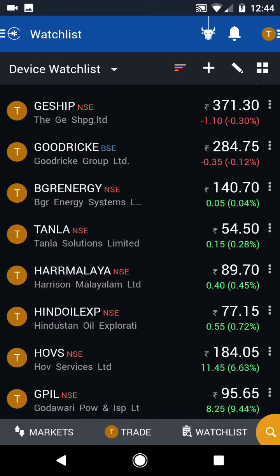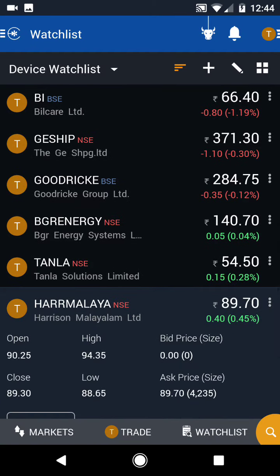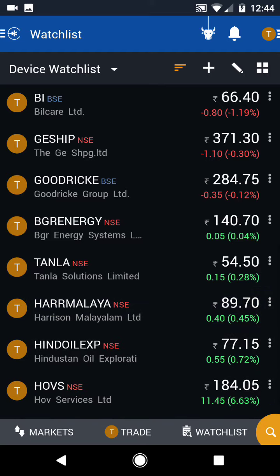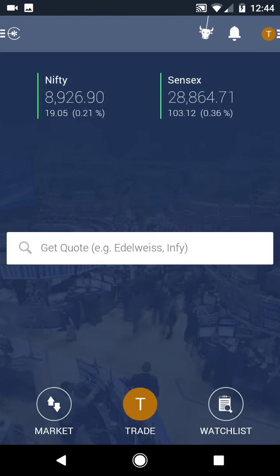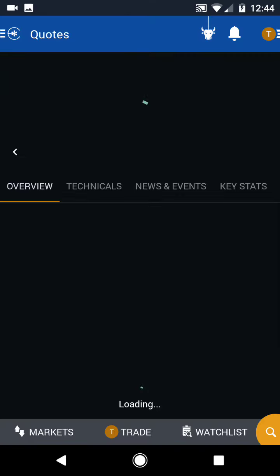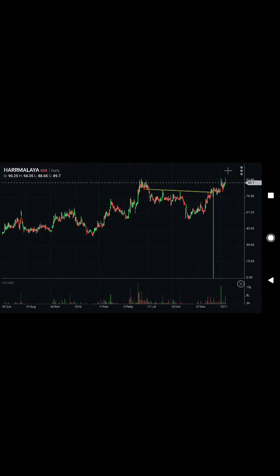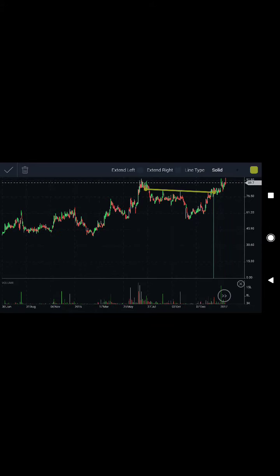So Harrison Malayalam today made a 52-week high. You can search any stock also. We'll just check Harrison Malayalam. I've already posted a chart on my handle a few days back. So this is the daily chart.